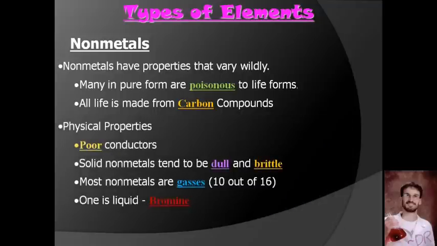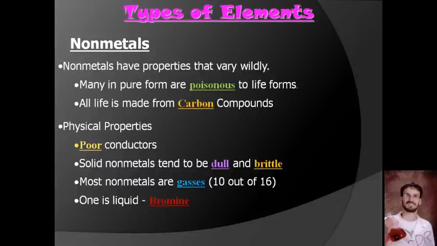So nonmetals in general are poor conductors of both heat and electricity. Solid nonmetals tend to be dull and brittle. They crumble. So while the metals can be shaped and drawn into wires, if you hit a nonmetal that's a solid, it just kind of breaks and crumbles and turns into dust. It's not very useful for that type of a material.